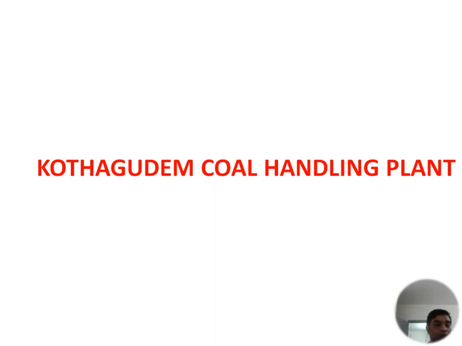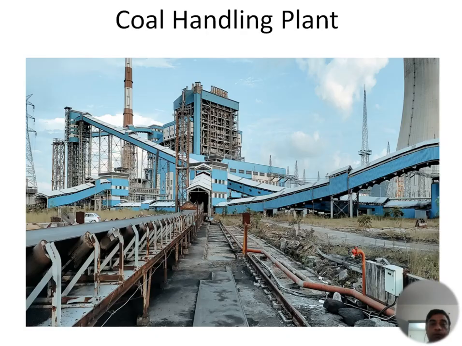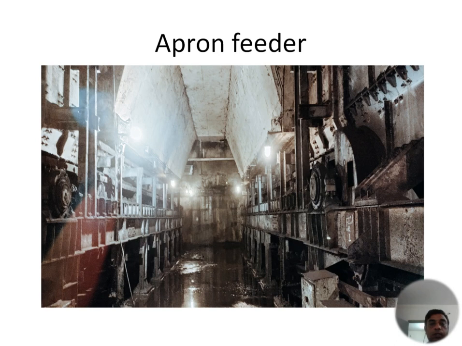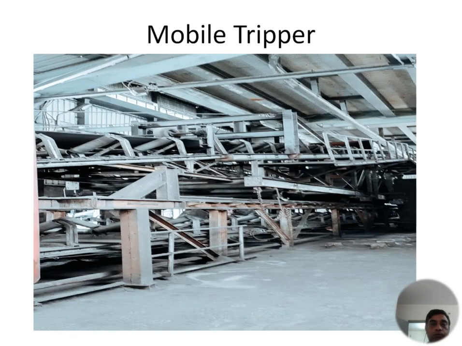I'm just sharing with you photographs of the Kothagudem coal handling plant, which has been installed by Bharat Heavy Electricals Limited. This is an overview of the coal handling plant of Kothagudem thermal power station. This is a bunker gallery which is feeding to the bunker of the boiler building. Then there is the apron feeder. This is below the wagon tippler. This is a mobile tripper on the bunker galleries.